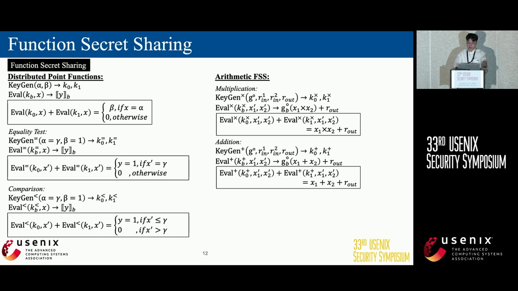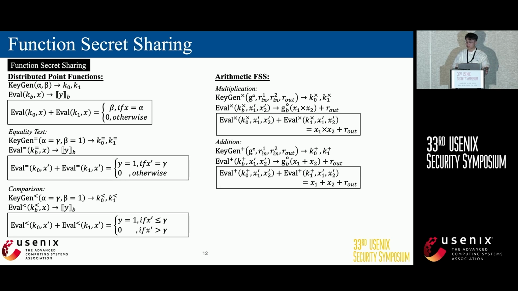So distributed point function and arithmetic function secret sharing are both categorized as FSS. The only difference is their utilities. The DPF shares a point function in the form of keys to two parties, and the two parties collaborate to evaluate and return the result in shares. The result will be beta only if x equals alpha, otherwise 0.